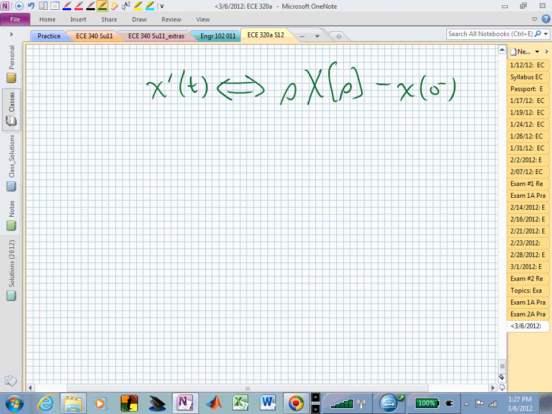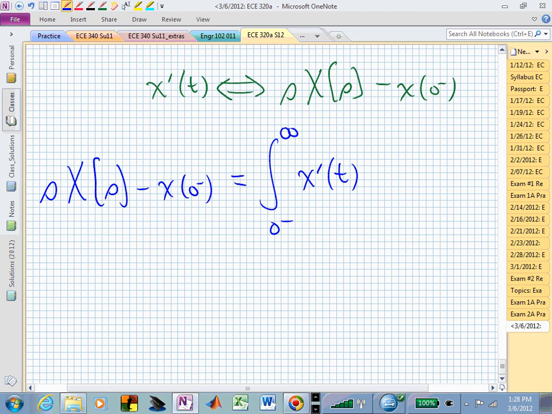So now let's use that information. We have s capital X of s minus x of 0 minus. That, by definition, is this integral from 0 minus to infinity of x prime of t. What is the definition of the Laplace transform? There's the function that we want to transform. Now what do we scale that by before we integrate? This decaying complex exponential, or this e to the minus st dt.